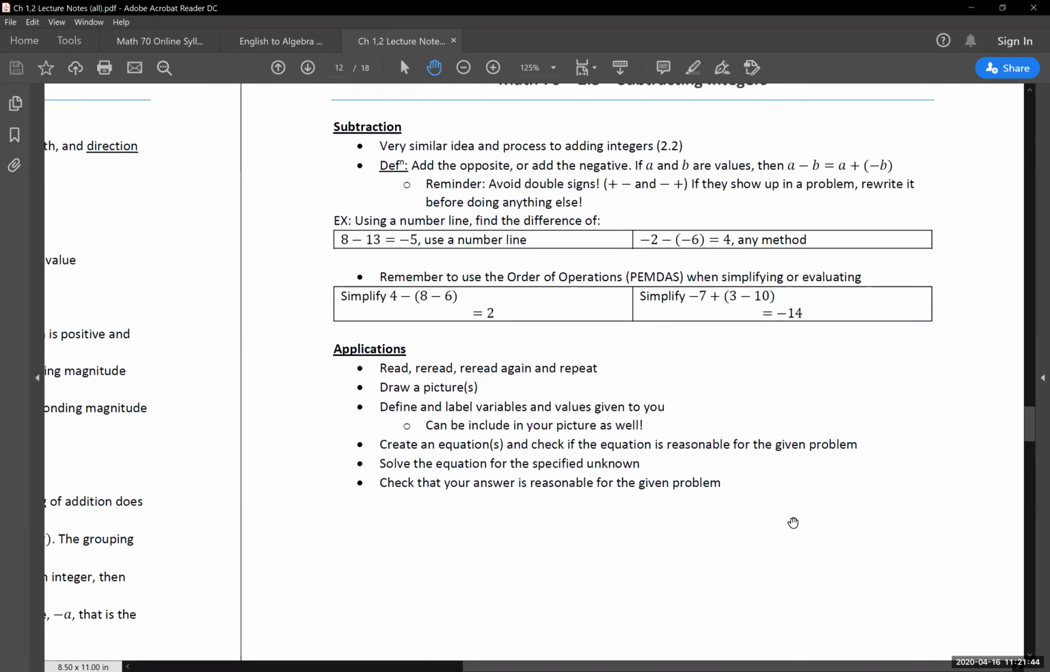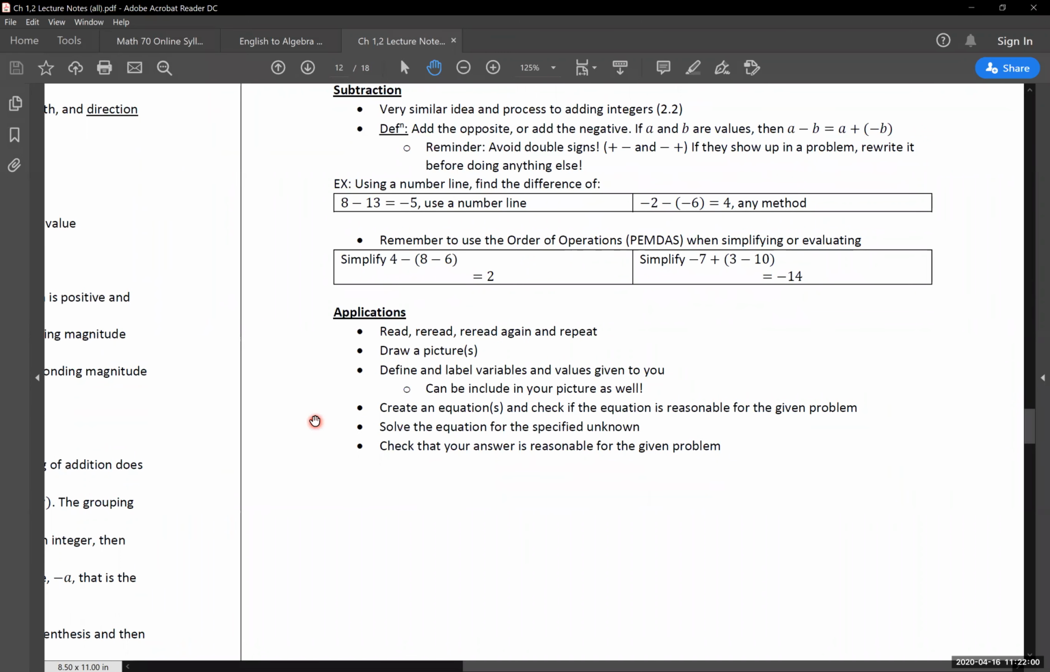The last part that we have showing up with this section is application problems or story problems. And those are not going to be going away. We are going to have story problems throughout the rest of this quarter. We kind of talked about this a little bit earlier on, but I just want to go through a reminder of how to go through this, or at least my recommendation. Read, reread, reread again, and repeat as you're going through these. I cannot emphasize this enough to you guys.